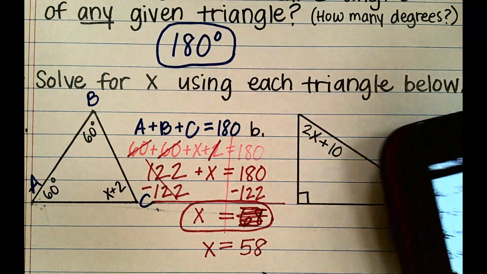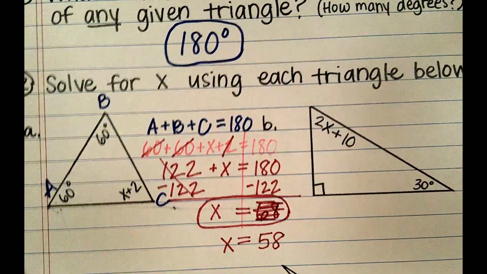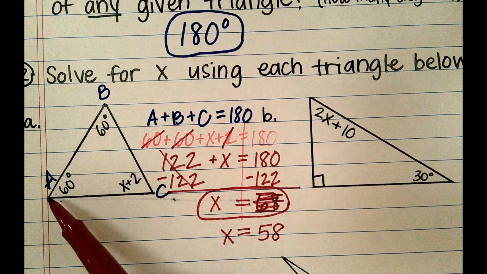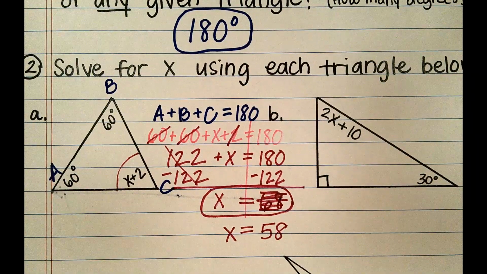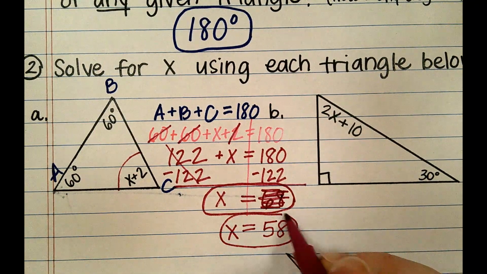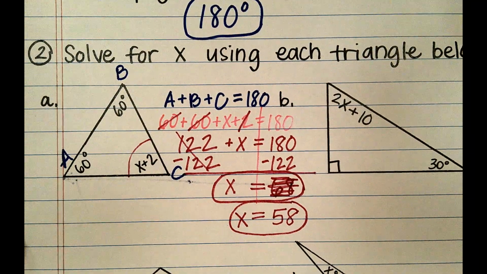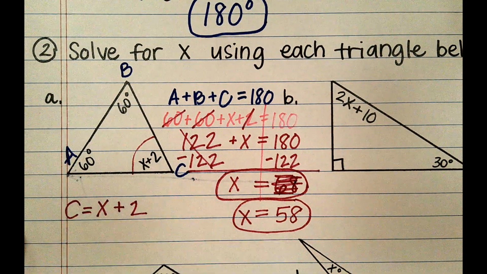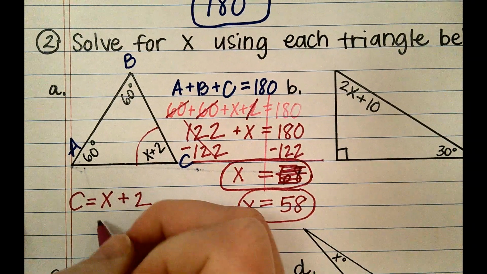So, Jaden, you're making the point. Why is this not 60? Well, the reason he's asking that is because if all three angles add up to 180, 60 plus 60 plus 60 equals 180. So this third angle C should be 60. Why are we getting 58? Well, I'll tell you why. X is 58. This angle is x plus 2. That's angle C. So if I want to know the angle measurement, I plug in my x value, 58.